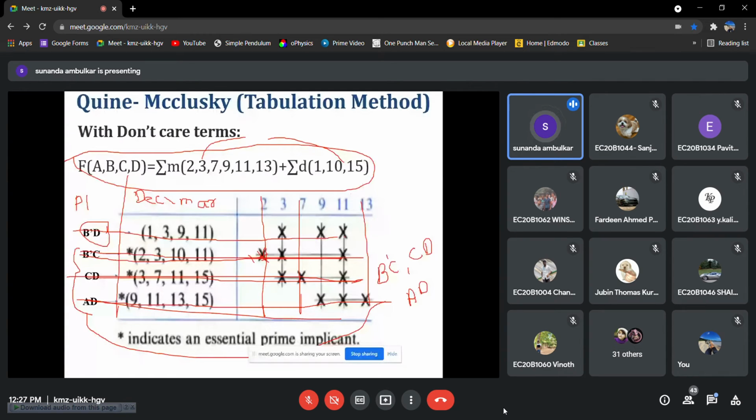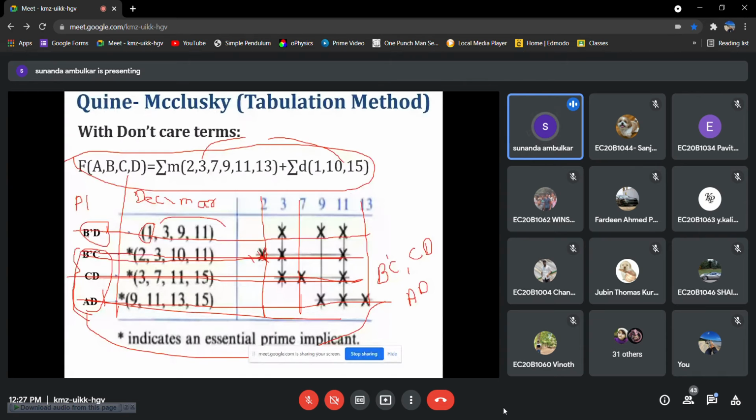But here, if we observe the decimal terms related to this prime implicant B'D, 1 belongs to the don't care terms. So we don't consider the don't care terms. What remains here: 3, 9, 11. So 3, 9, 11 were already part of the first level of essential prime implicants. 3 belongs to B'C, 9 belongs to AD, and 11 belongs to the remaining terms. So there is no need to take this B'D as an essential prime implicant.